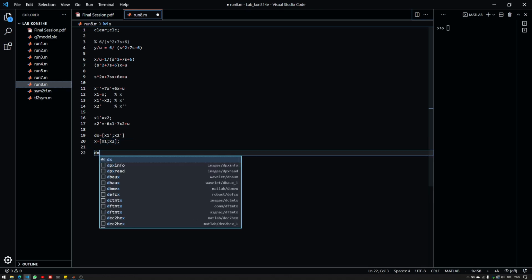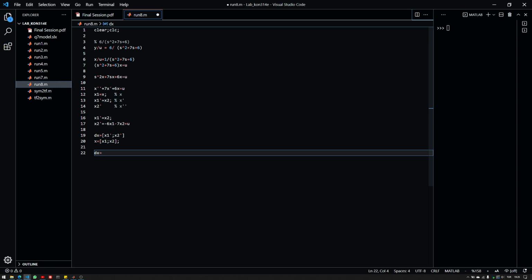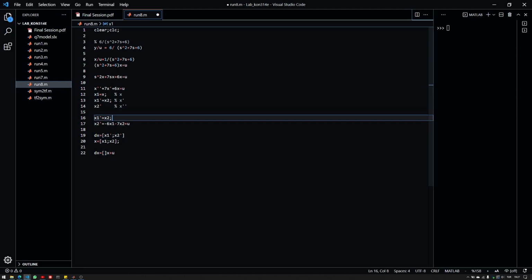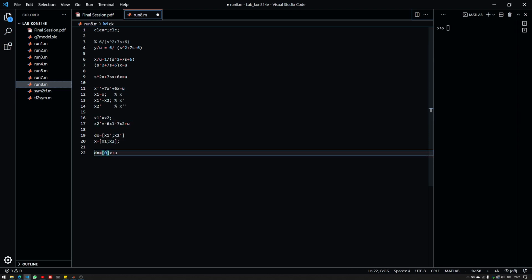And then I can model this as dx equals something times x plus something times u. Now here, obviously, we have two lines. Therefore, we can use a matrix notation, and this does not rely on x1, so this should be 0. And 1 times x2, therefore this should be 1. And then to the next line, we have minus 6x1 and minus 7x2.